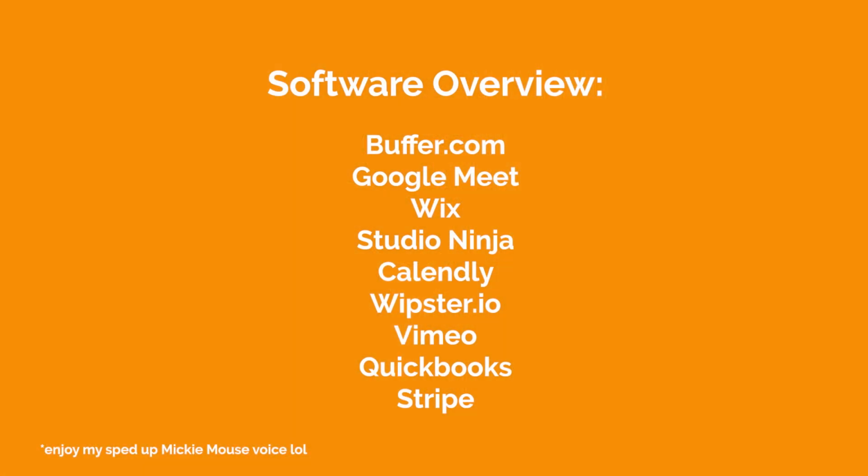Here's a quick overview of all the tools that I use in my process. Buffer.com, which is social media post scheduling, Google Meet for video conferencing, Wix for video website hosting, Studio Ninja for the CRM or the customer relationship manager, Calendly for the calendar scheduling for my meetings, Whipster for video reviews in post, QuickBooks for accounting, Stripe for payment processing, and Vimeo for video hosting.